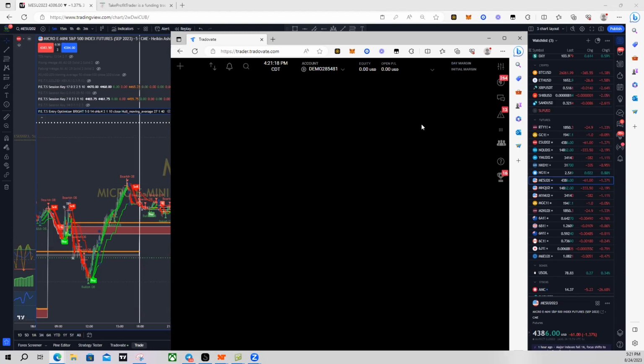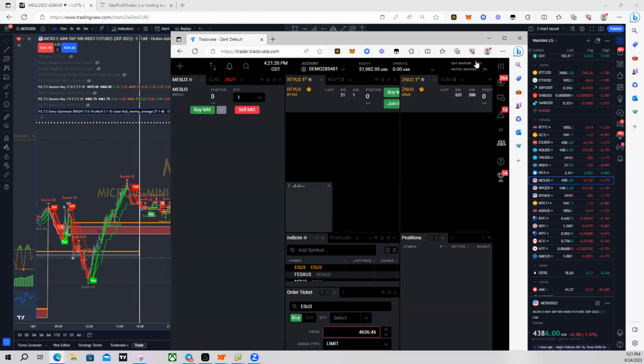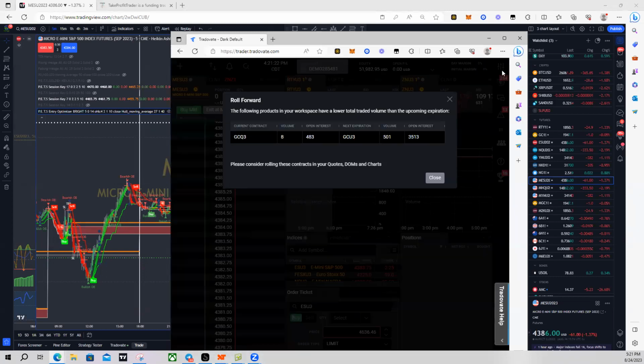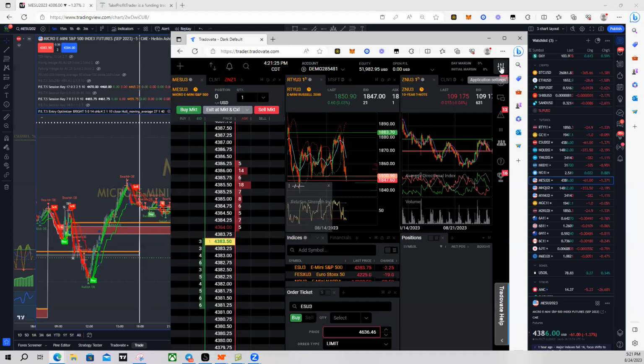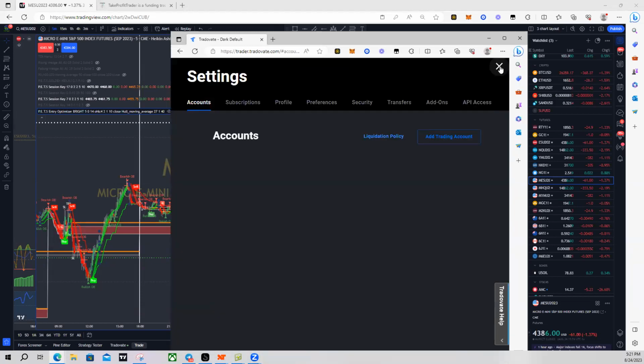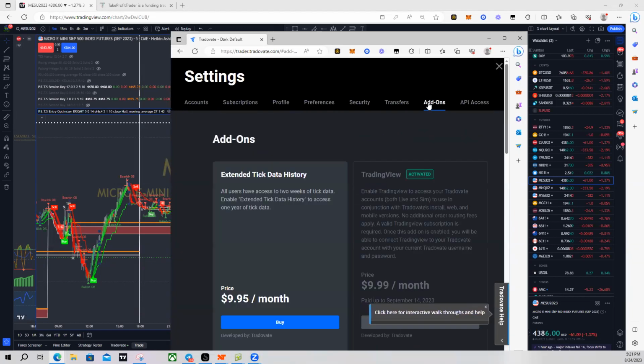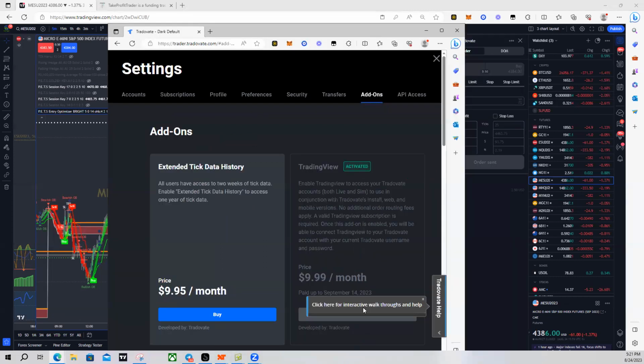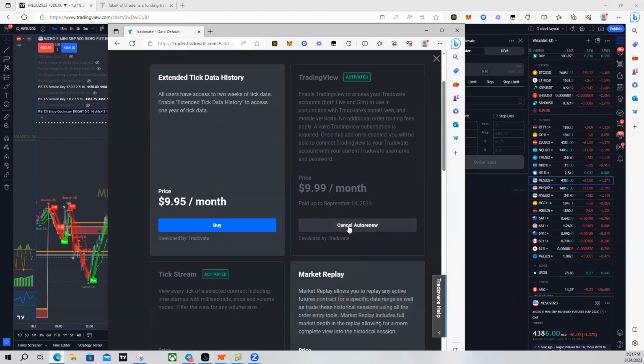Once it pulls up, you're going to have to go into the menu tab all the way here at the upper right hand corner, this little mixer box that you see right here. You're going to click on this and go to add-ons. When you go to add-ons, you will see TradingView. If you're using a prop firm, whether it's Apex or Take Profit Trader, yours should say free, and then you just click on activate. It should be activated.